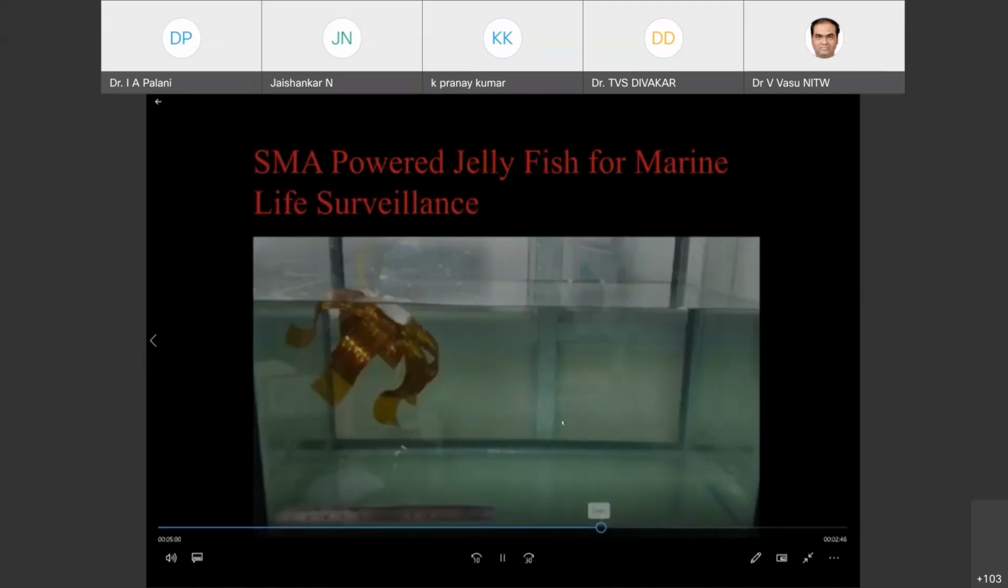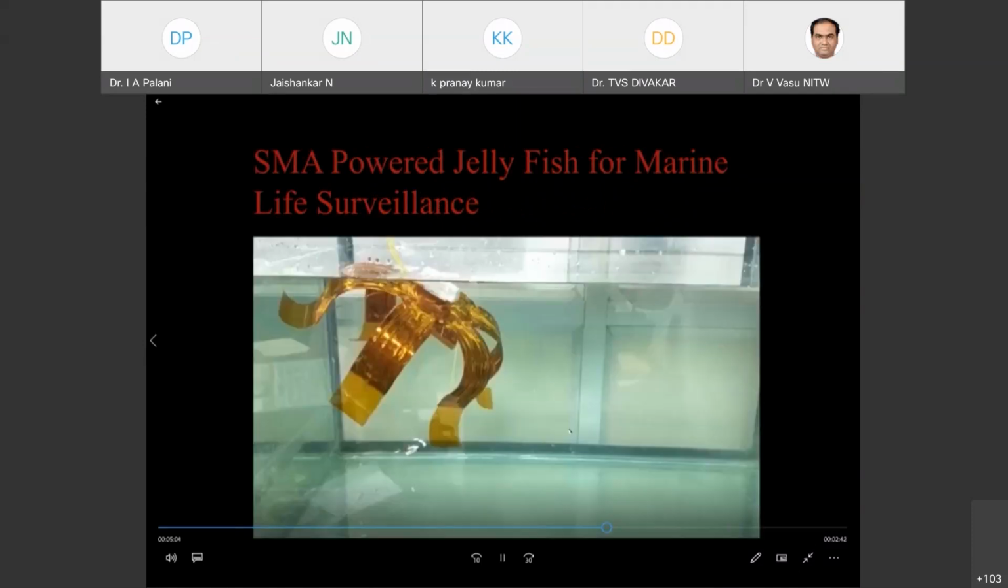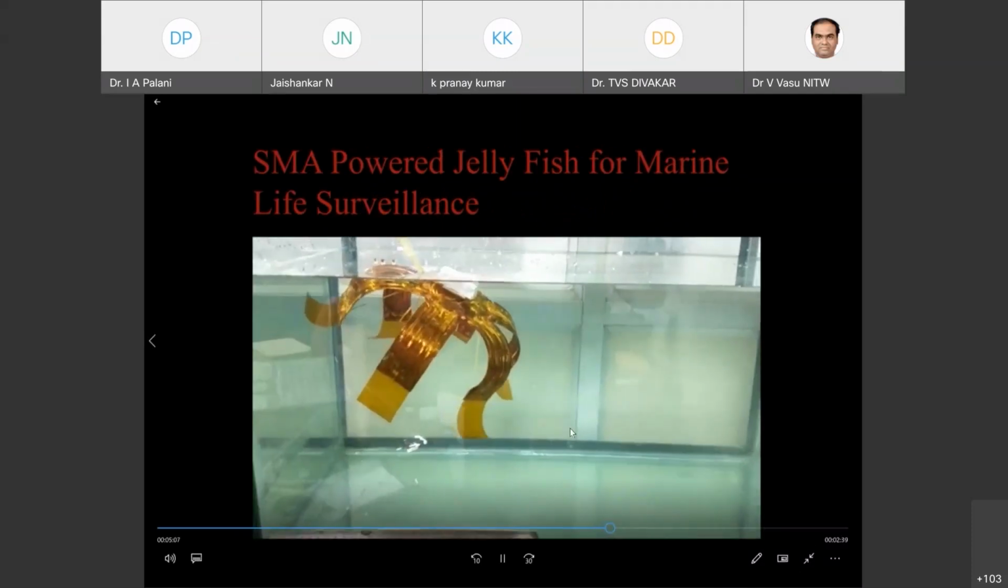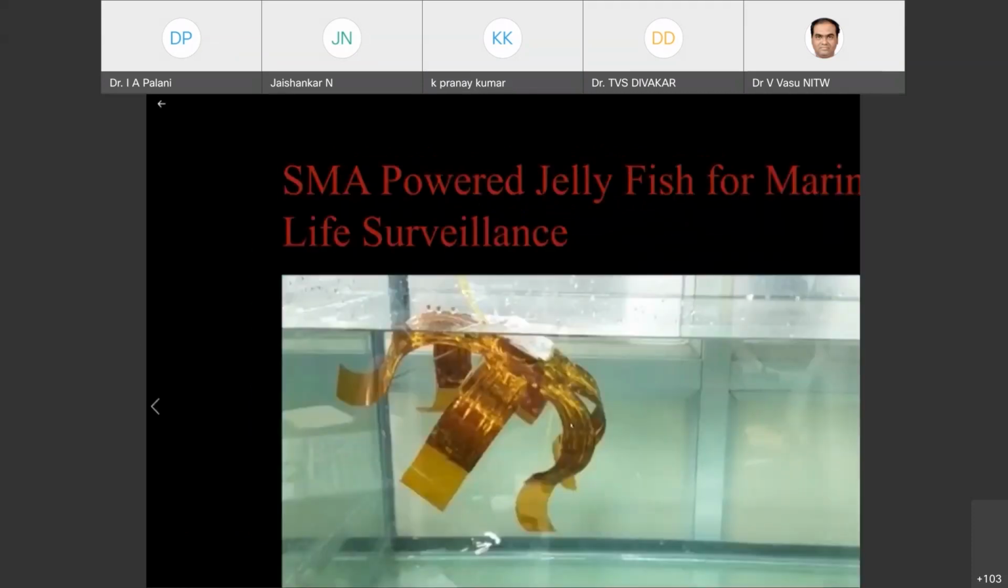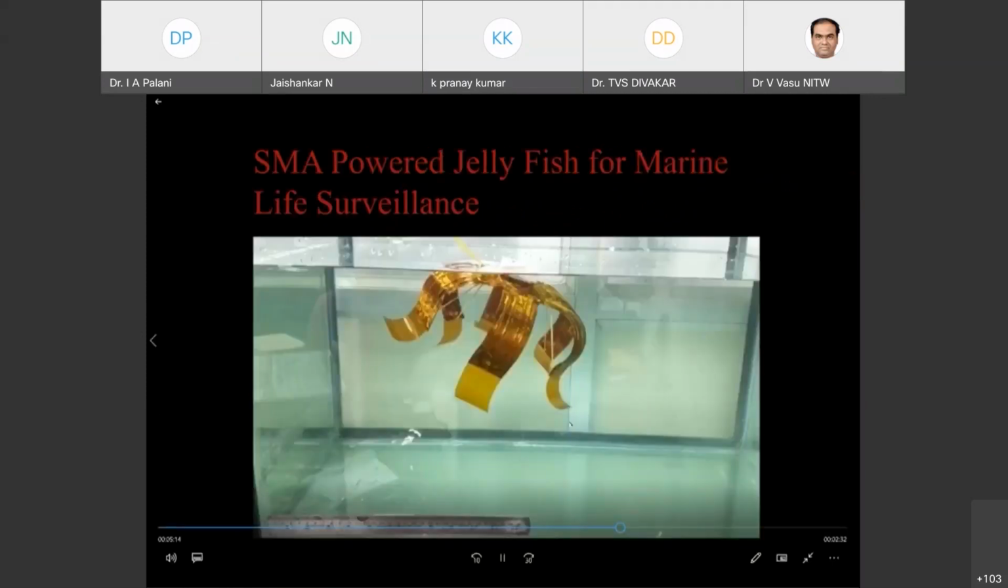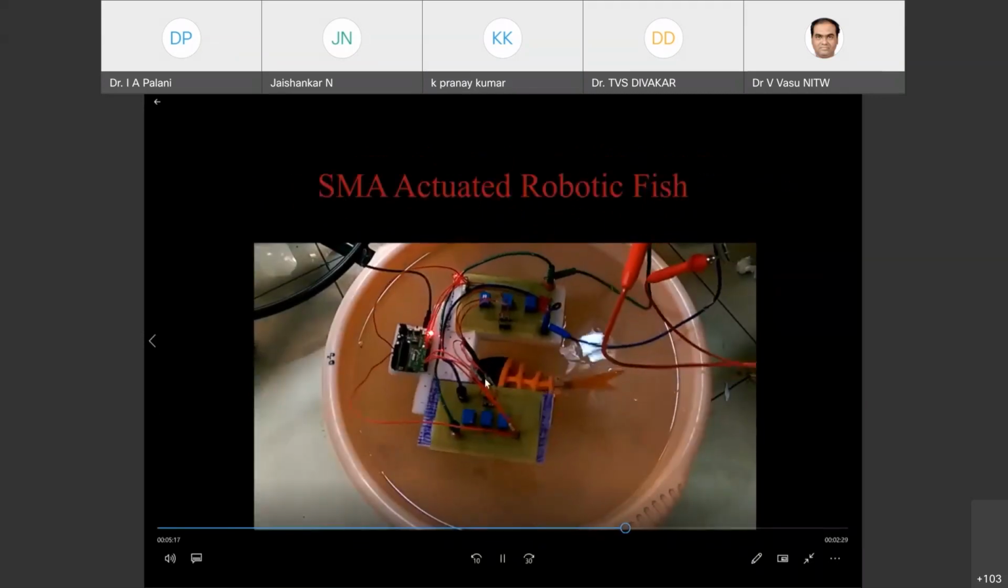So this is a small SMA-based robotic fish which we have developed in our laboratory in collaboration with DRDO. Basically, this is an underwater robotic system which biomimics a jellyfish kind of arrangement. This is a fish which we have developed in our lab.